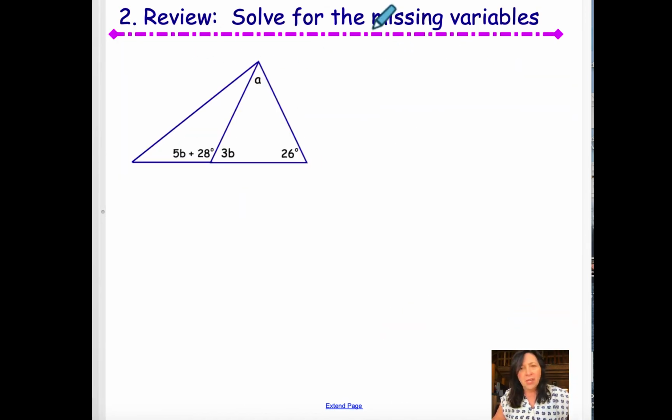For this problem here, your job is to find the missing variables. So a couple of things that you can do. Number one, I see two variables. I have an A and I have a B, and I have a B over here. So you may have to have two different equations. What I see right away is that this is a line, and that adds up to be 180 degrees.